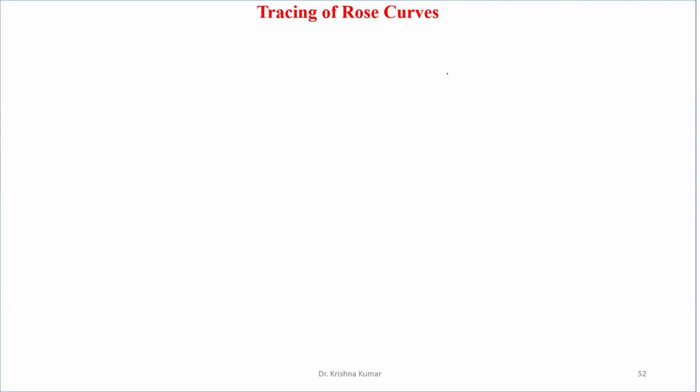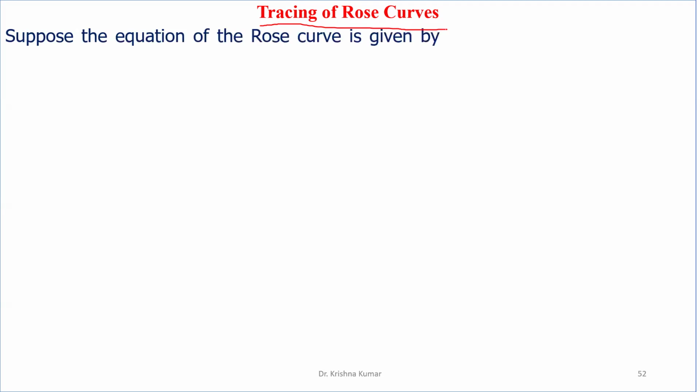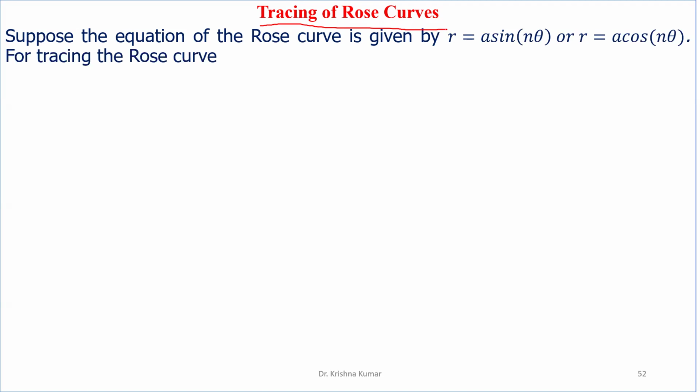So in this lecture, we discuss how to trace the Rose curves. Rose curves are also a special type of polar curve. Suppose the equation of the Rose curve is given by r equal to a sine n theta or r equal to a cos n theta. For tracing the Rose curves, we take the following points.